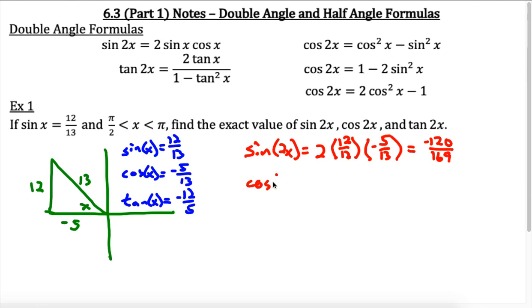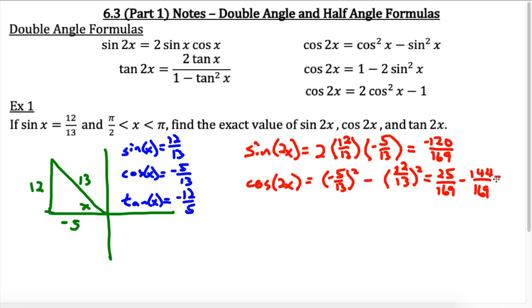Then cosine of 2x, we can use whatever form we want. I'll use the first one, cosine squared minus sine squared. So negative 5 over 13 squared minus 12 over 13 squared. So that'll be 25 over 169 minus 144 over 169, which is going to end up being negative 119 over 169.